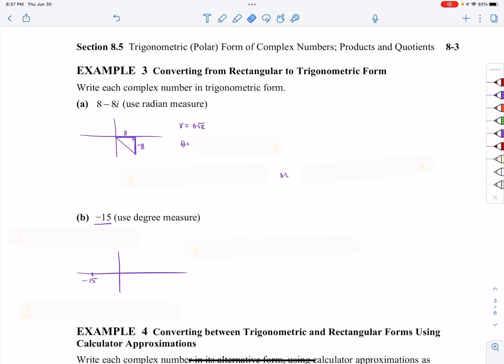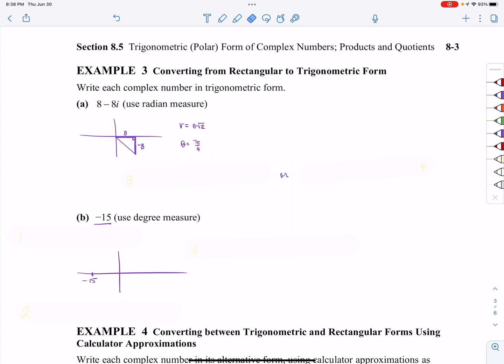My theta here, I am not using tangent inverse. You could, but honestly, it's just as easy to think, what in the fourth quadrant has identical x and y values? And it does say that we're supposed to be using radians here. 7 pi over 4 does. Or you could even say negative pi over 4 does. You're not given a restriction, so you could use either one of those.